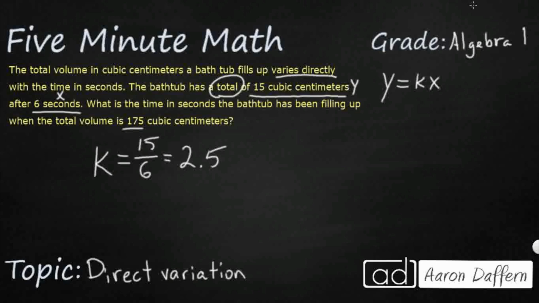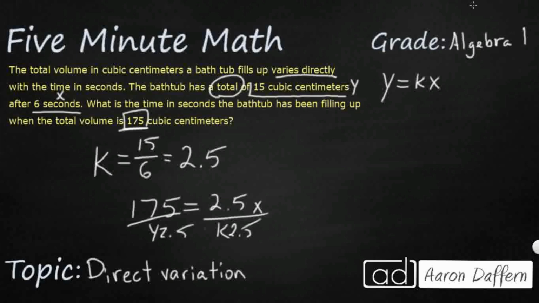So now we need to use y equals kx, but they give you the total volume in cubic centimeters. Remember, that is our y. So we're going to say 175 equals 2.5x. We're looking for this x. Now what we have to do is divide both sides by that k, that 2.5. So let's take our 175 divided by 2.5, and we are going to get 70, and that would be our x.